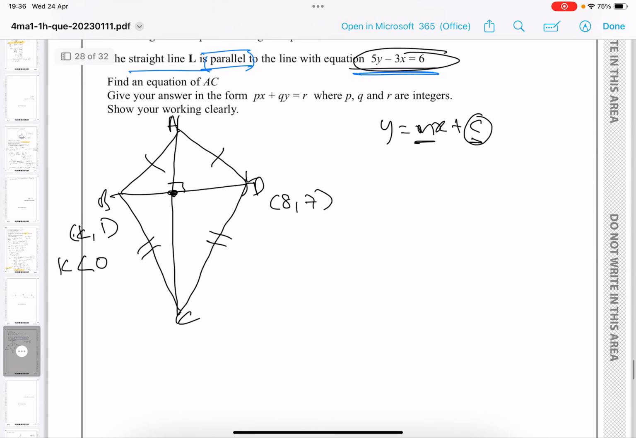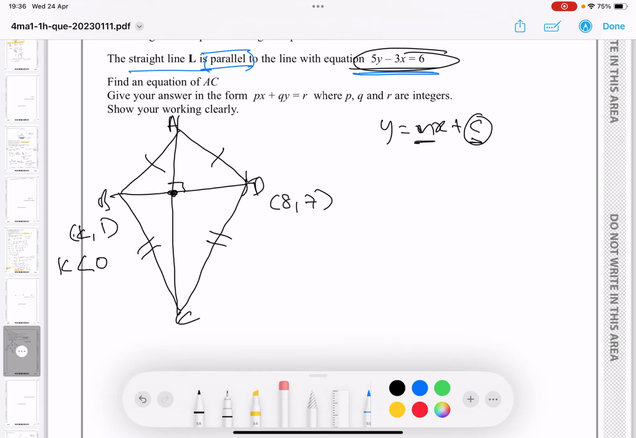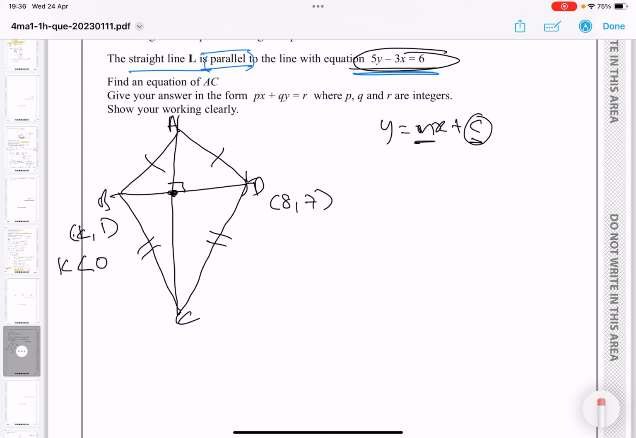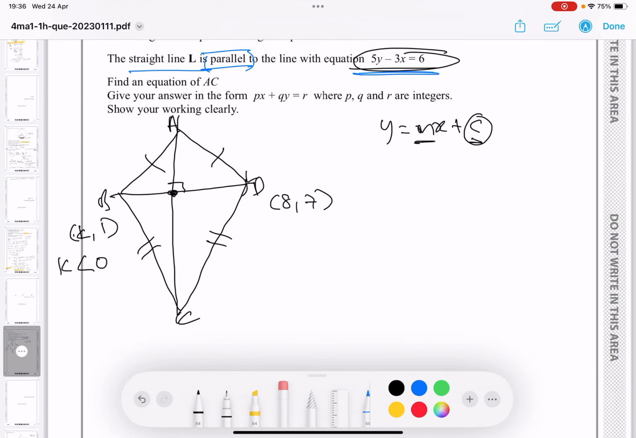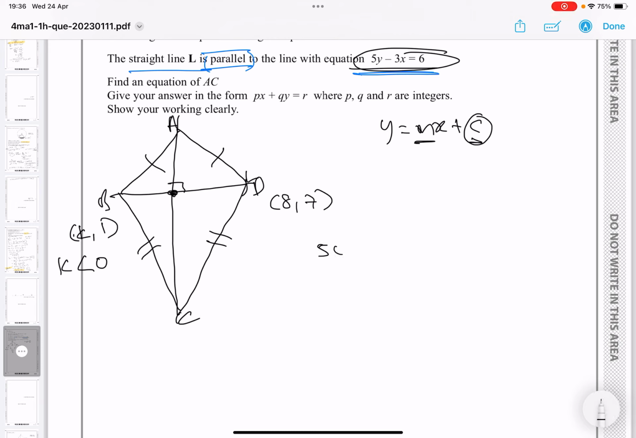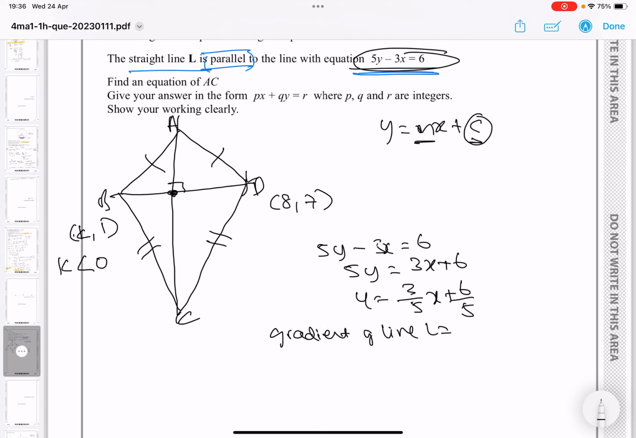Okay. So let's start off by working out the gradient of line L. We know that line L is parallel to 5y minus 3x equals 6. Okay, so let's work out the gradient of 5y minus 3x equals 6. Rearrange it. So the gradient of line L is going to be 3 over 5, because it's equal to the gradient of this line, which is 3 over 5. And now we can work out the gradient of AC because it's going to be the negative reciprocal. The two lines are perpendicular to each other. So the gradient of AC is minus 5 over 3.